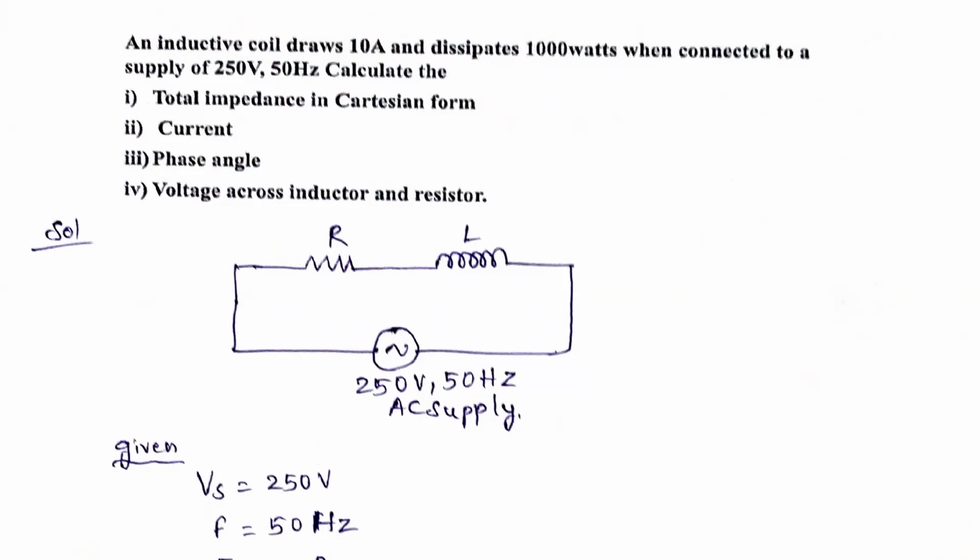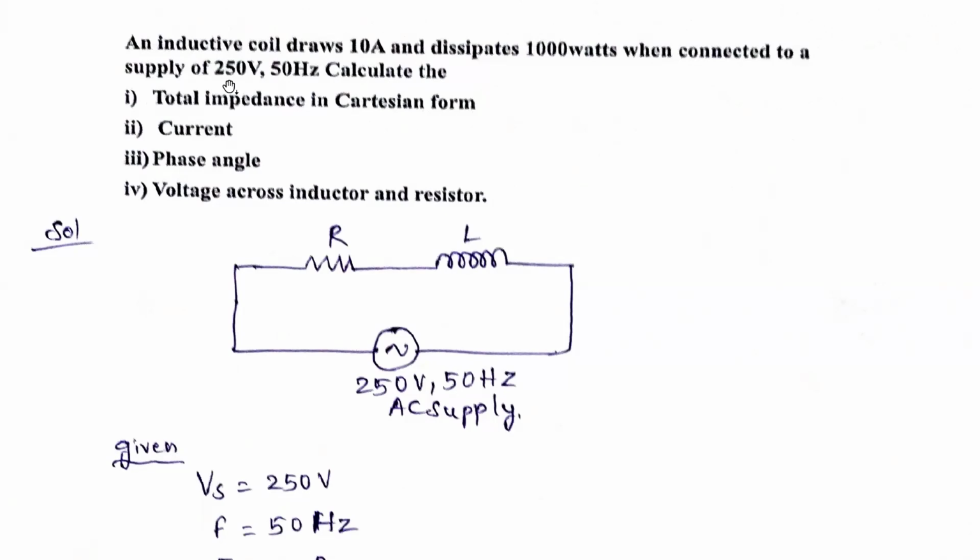Very good morning, sir. Today we are going to solve a problem on an RL series circuit that is connected to an AC supply. Take down this problem. An inductive coil draws 10 amperes and dissipates 1000 watts when connected to a supply of 250 volts, 50 hertz AC supply. Calculate first total impedance in Cartesian format. Next, second is current. Third one is phase angle. And fourth one is voltage across inductor and resistor. So these four things we need to calculate.